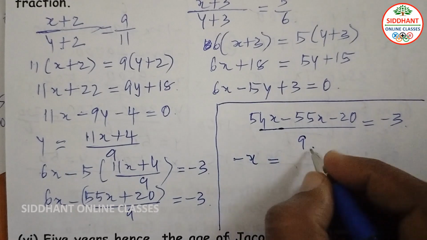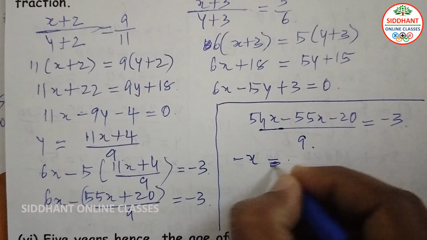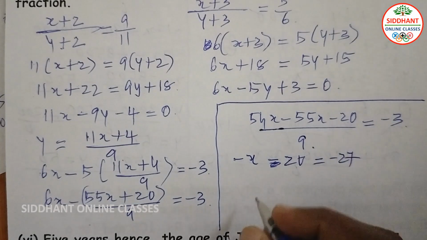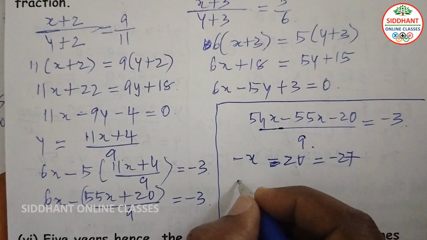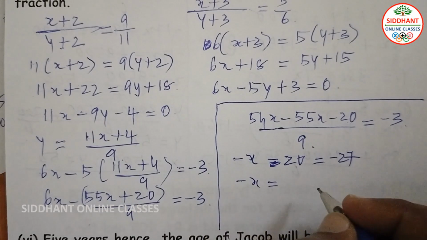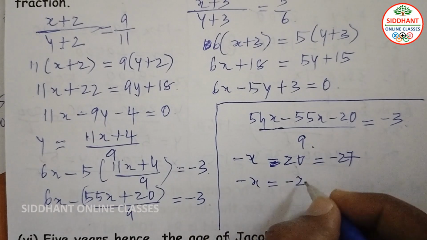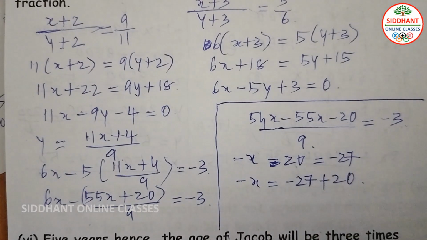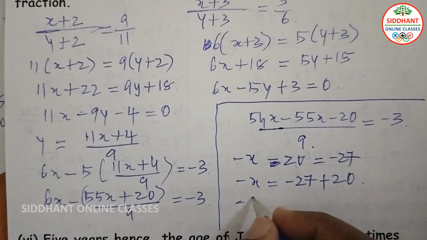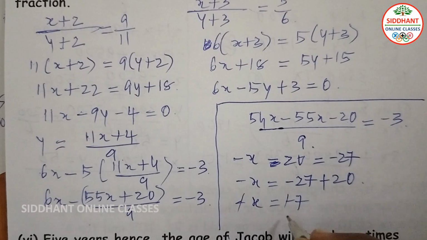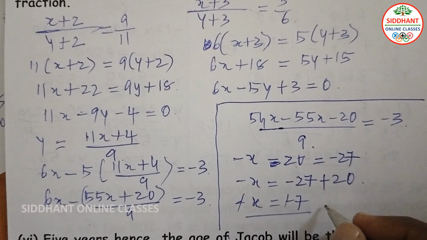So that equal to minus 27 minus 20. So 20 will here minus 20, that equal to minus 27. Then we are going to see minus x equal to minus 27 plus 20 here, and minus x equal to minus 7. So minus minus cancel, x equal to 7 here.